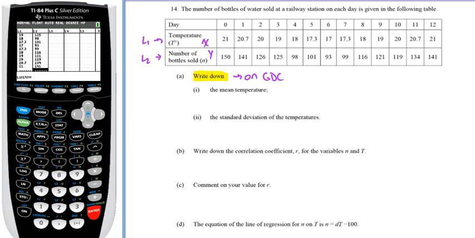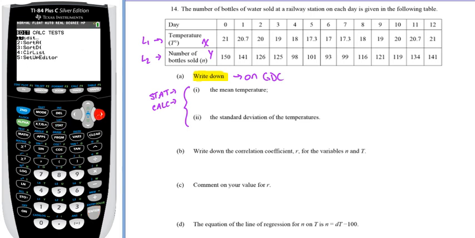If we want statistics like mean and standard deviation, then we're going to go to Stat, Calc, and you can do one of two things here. Because both of these are looking at temperature, we can do one variable stats only on L1, or we can do two variable stats and just look for the X data in that two variable stats analysis. So I'll show you both ways to do it.